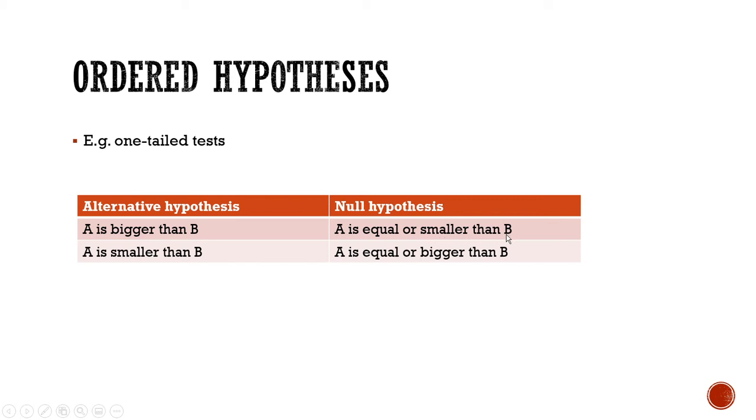So also, if you have two alternative hypotheses, one being A is bigger than B and the other being A is smaller than B, then you have bigger and smaller covered, and you will have one null hypothesis saying A is equal to B. So the null hypothesis covers whatever the alternative hypothesis doesn't, but it must always include equality.